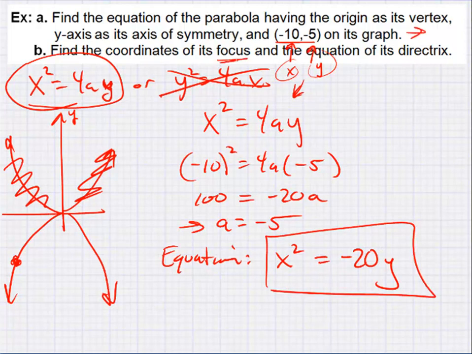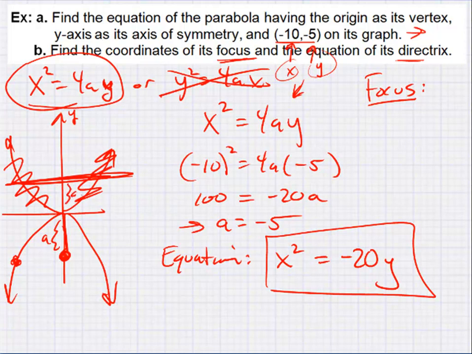Now the question says, okay, now find the focus and the directrix. Well, that's easy. We know a. Once we know a, we've got a focus. Since it's this kind, the focus is here, and the directrix is here. a is negative now. So if I do a this way and a that way, this is going to be negative 5 and negative 5. Focus is always inside the parabola. So my focus is going to be 0, negative 5, and my directrix is going to be y equals 5.